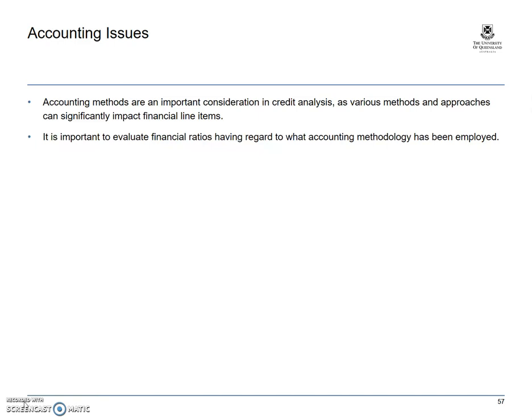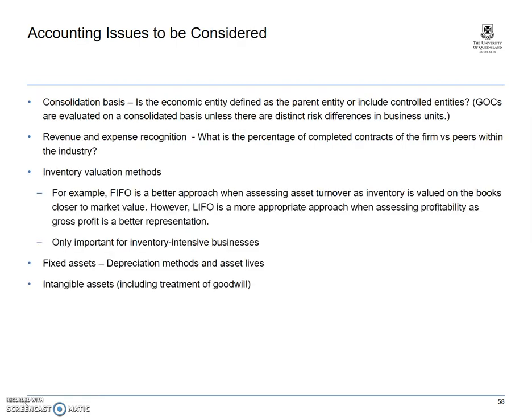Obviously, when we're looking at credit and credit analysis, one of the key things we're looking at is financial ratio analysis. And so again, it becomes very important to understand, are there any accounting issues that we need to consider? So what are the various accounting methodologies that have been employed to come up with the financial statements, and are we happy with how they have used those accounting standards to come up with the actual accounting numbers?